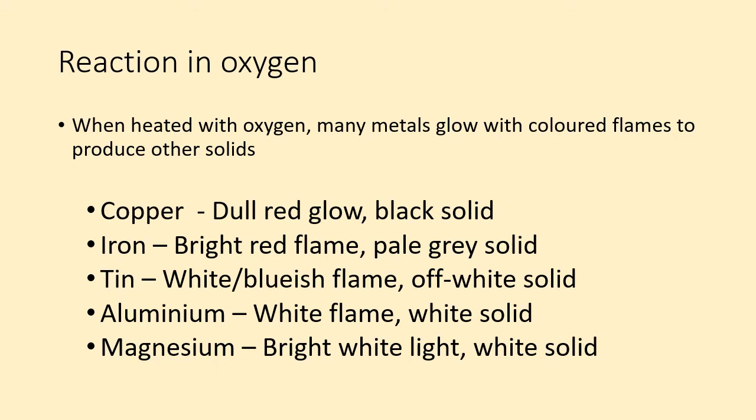So copper has a dull red glow and forms a black solid. Iron has a bright red flame and forms a pale grey solid. Tin has a white bluish flame and an off-white solid. Aluminium has a white flame and a white solid. Magnesium is a bright white light and a white solid.